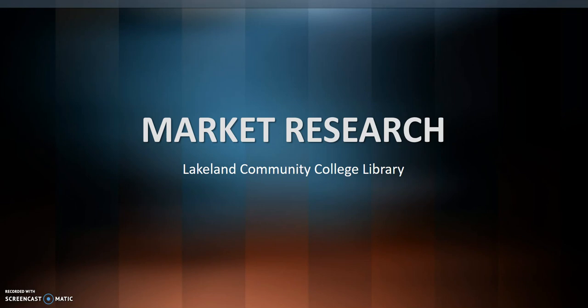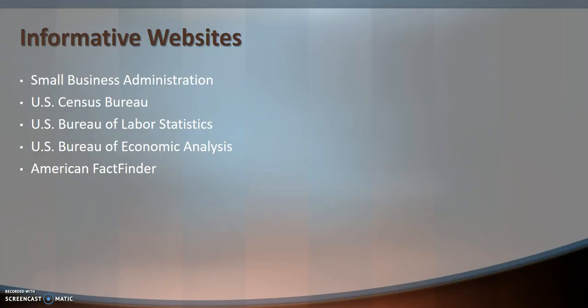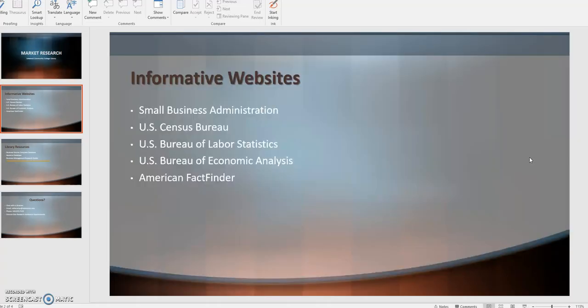Here, we will review how to locate information about your target market and consumers using sources from the web and Lakeland Library. Websites from the Small Business Administration, the U.S. Census Bureau, the U.S. Bureau of Labor Statistics, the U.S. Bureau of Economic Analysis, and American Fact Finder can help you uncover valuable information. Let's take a look at one of the websites now.